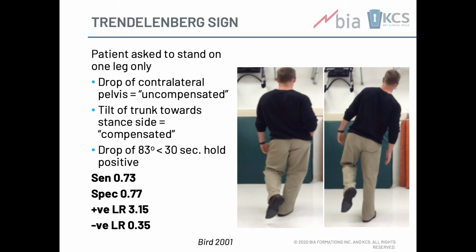So either of those two might be indicative of underlying hip osteoarthritis and then its ramifications on the motor function of gluteus medius. And you can see it's got reasonable levels of both sensitivity and specificity.